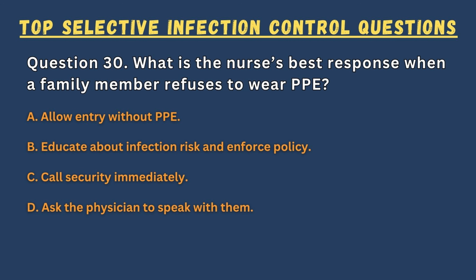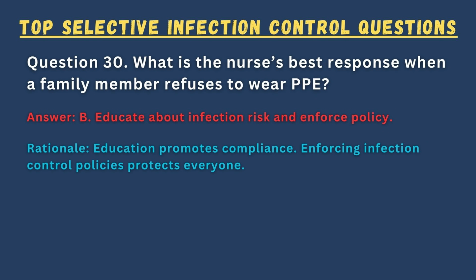Question 30. What is the nurse's best response when a family member refuses to wear PPE? A. Allow entry without PPE. B. Educate about infection risk and enforce policy. C. Call security immediately. D. Ask the physician to speak with them. Answer: B. Educate about infection risk and enforce policy. Rationale: Education promotes compliance. Enforcing infection control policies protects everyone.